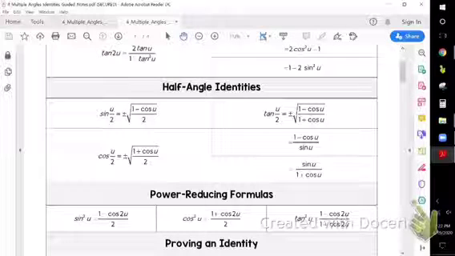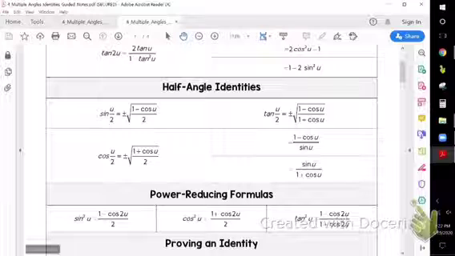And then the same thing with the tangent of u over 2. It's equal to plus or minus the square root of 1 minus cosine of u over 1 plus cosine of u, or it's equal to 1 minus cosine of u over sine of u, or it's equal to sine of u over 1 plus cosine of u. Again, which one do you use? What do you need? Okay?